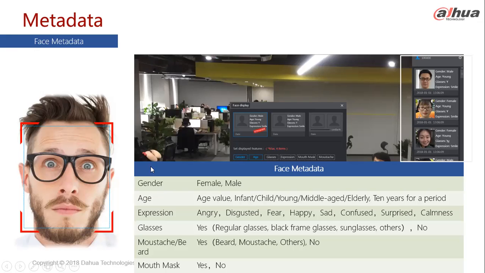So face metadata supported by the XVR includes knowing the gender, expression, the age, glasses, and other information like mustache and mask, whether a person is wearing a mask or not.